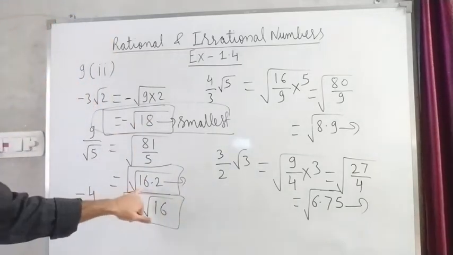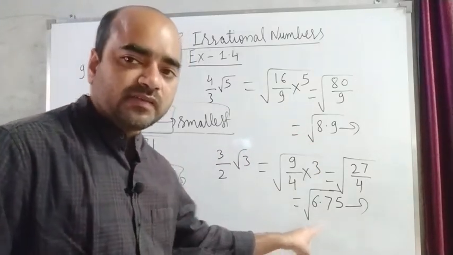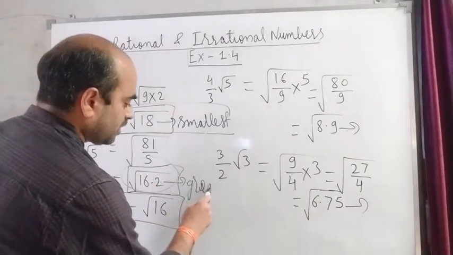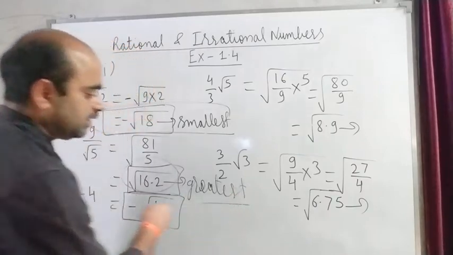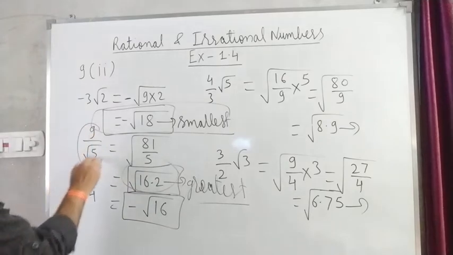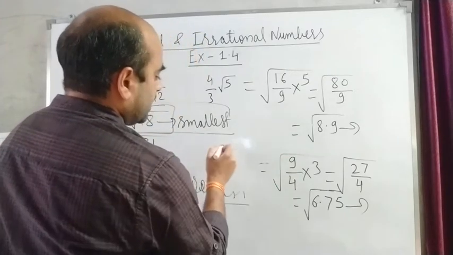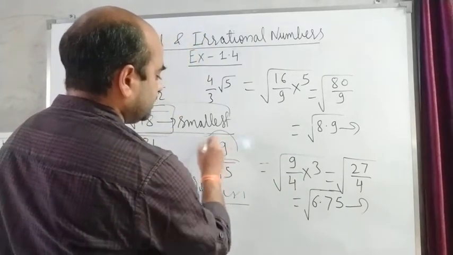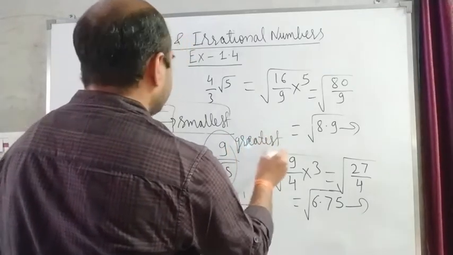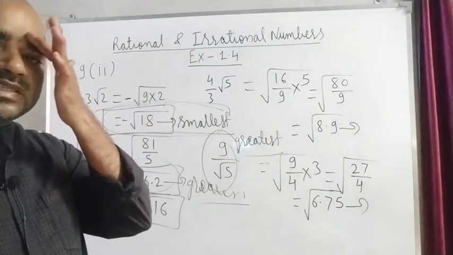Positive ones: root 16.2, then root 8.9, then root 6.75. It means which one is greater? 16.2 is greatest. Clear? So root 16.2 means which number? 9 upon root 5. So 9 upon root 5 will be greatest. Clear? And this one will be smallest. So we have the answer, greatest and smallest.